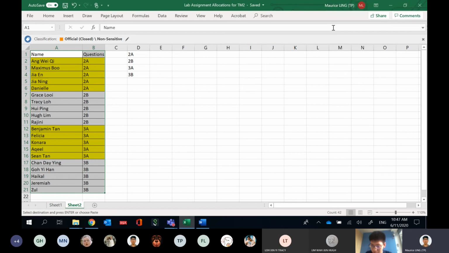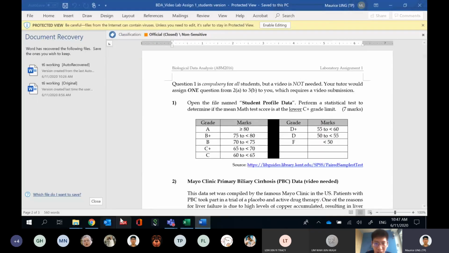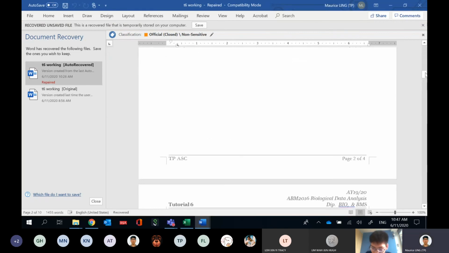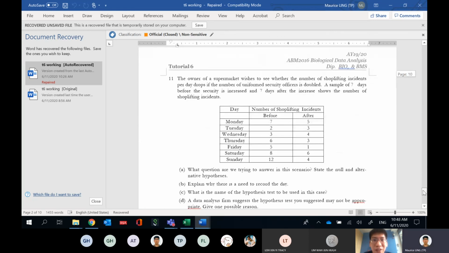Sir, may I ask, with regard to tutorial 6, question 11B, about explaining why there's a need to record the day. Sir, if we wrote the answer as: this is because the comparison of the data for before and after each day of the sample of 7 days will be much harder if the day is not recorded. Would that be an acceptable answer as well, sir?